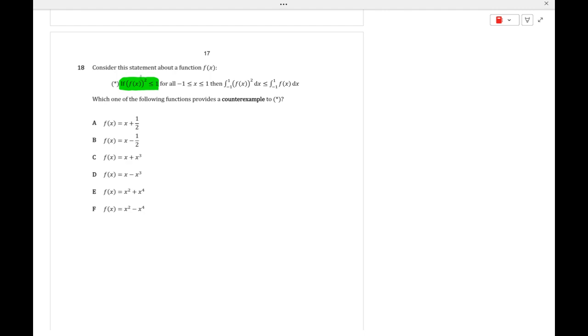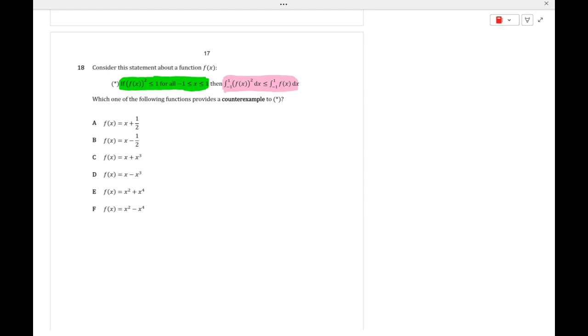So, what we're saying is f of x for all x's between -1 and 1 has to be less than or equal to 1, so that when we square it, it's also less than or equal to 1. Now, when you look at the idea of the counterexample, you might be tempted to focus on this, because this is obviously a very important part of what we find in the counterexample too.